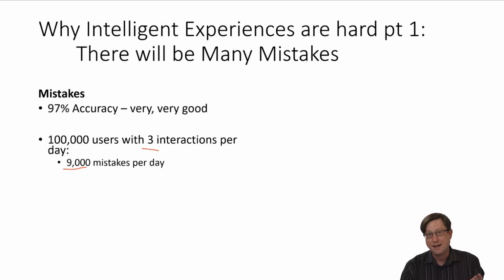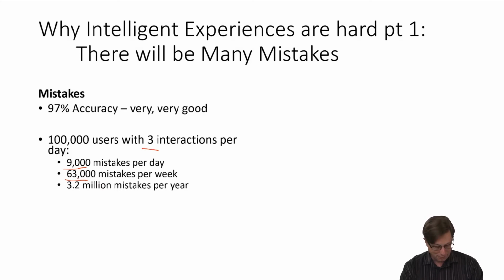I guess it depends how bad the mistakes are, and this is where the intelligent experience comes in: you can control how bad the mistakes are. Another way to look at it is 63,000 mistakes per week and 3.2 million mistakes per year. So even a highly accurate machine learning system is going to do a lot of things wrong. That doesn't mean you can't use it. It just means you need to use it carefully.